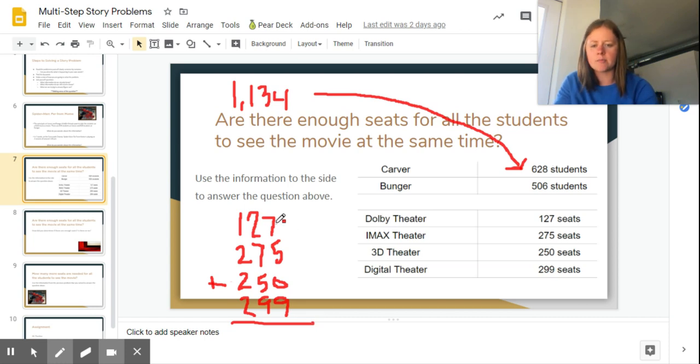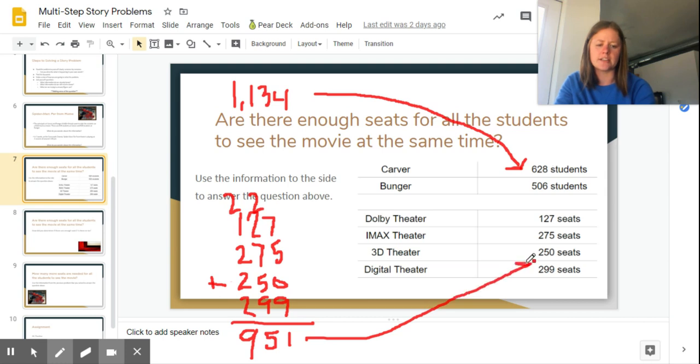I've already done the pre-work on all of this. If you add your ones column, 7 plus 5 plus 0 plus 9, you get 21. So I'm going to leave my 1 there and carry my 2. Then if you add 2 plus 2 plus 7 plus 5 plus 9, you get 25. I'm going to put my 5 there, carry my 2. And then when you add 2 plus 2 plus 2 plus 2 plus 1, you get 9. So there are 951 seats.